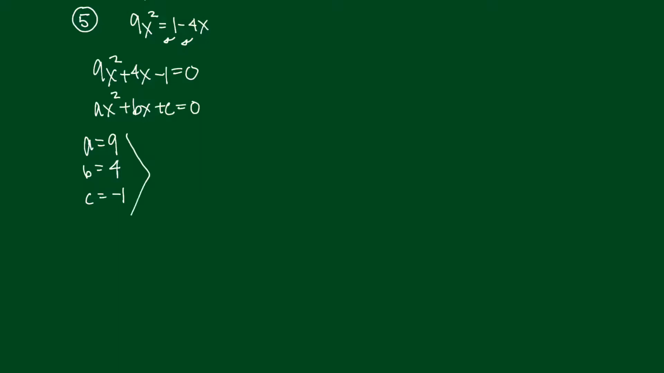So let's put those into the quadratic formula, which is x equals negative b, or the opposite of b, plus or minus the square root, b squared minus 4ac, all over 2a.